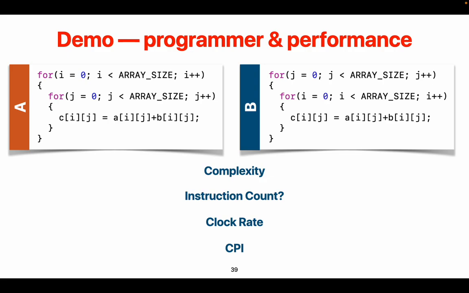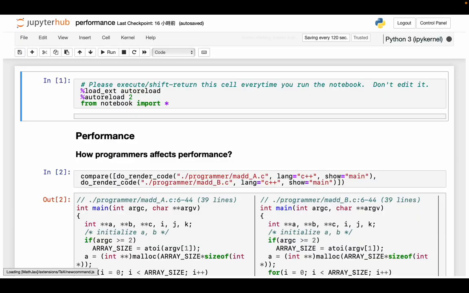Both are n squares, right? So they have no difference in complexity. How about the result they produce? Are they going to be the same? They are identical, both in terms of algorithm and functionality, right? So let me show you the demo regarding their performance.